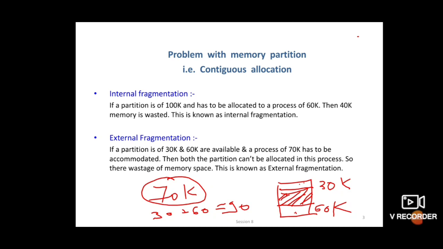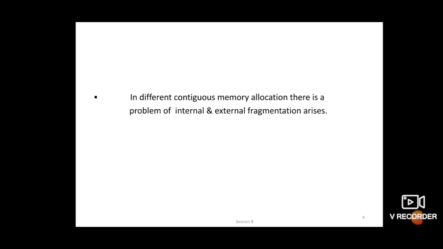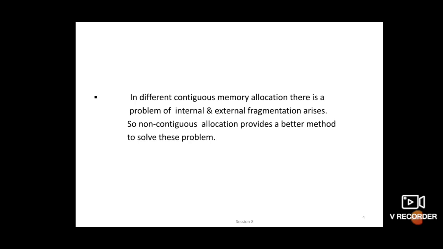To overcome this problem, we use the non-contiguous allocation method. The problem of internal and external fragmentation arises in contiguous allocation, so non-contiguous allocation provides a better method to solve it. Which methods are used in non-contiguous allocation? Paging and segmentation. Now what is paging? What do you mean by paging? Students, paging is a very important concept in memory management. So let us start paging.